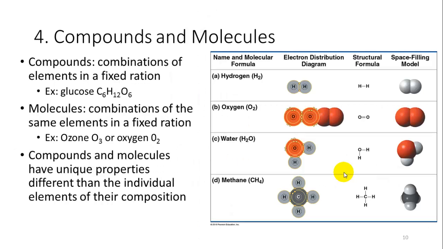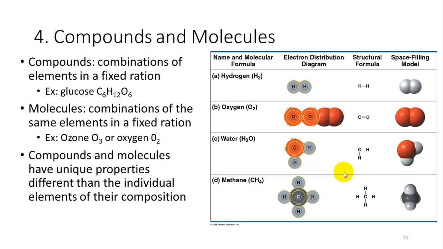Okay, so we kind of glossed over this before, but when atoms combine, they form different types of structures called compounds and molecules. A compound is a combination of elements in a fixed ratio. An example of this is glucose. It has 6 carbons, 12 hydrogens, and 6 oxygens in a specific arrangement. And those elements are different, right?